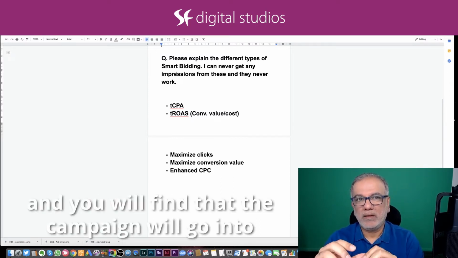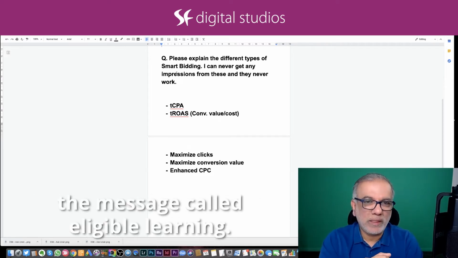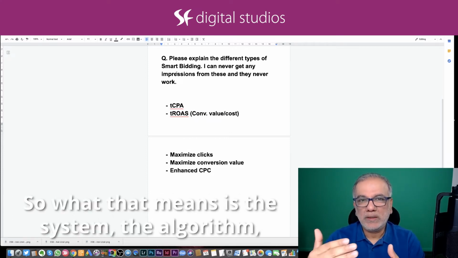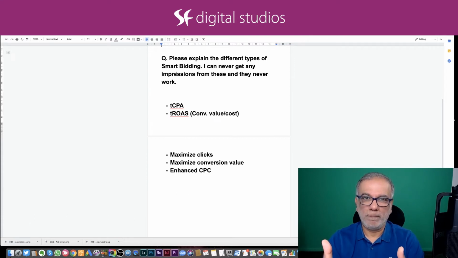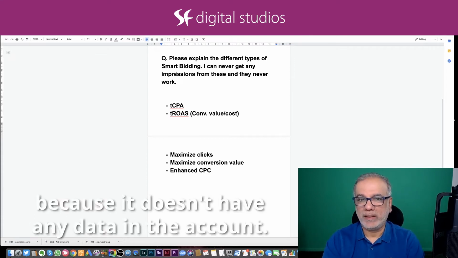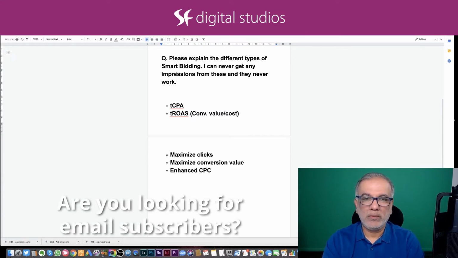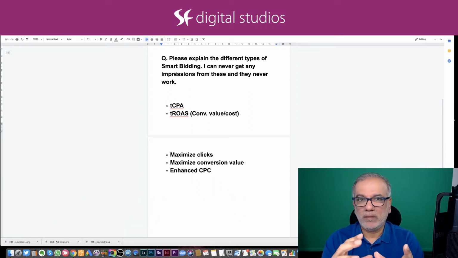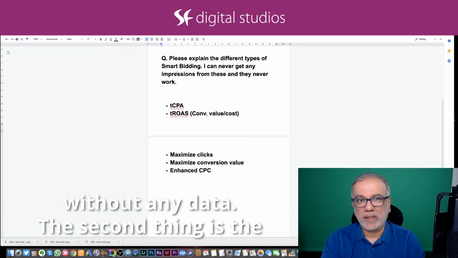And you will find that the campaign will go into the learning phase, where you get the message called eligible (learning). So what that means is the system, the algorithm, the robots, is trying to work out what you want because it doesn't have any data in the account. Are you looking for visitors to your website? Are you looking for email subscribers? Are you looking for somebody to make a purchase on your website? It needs to learn, and this is what it is trying to do without any data.